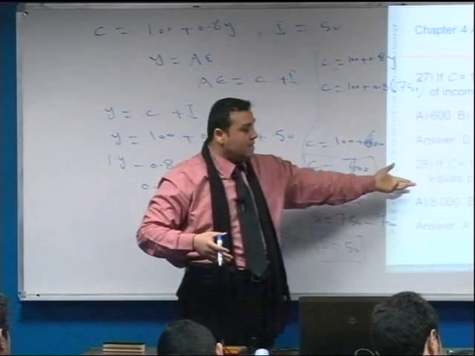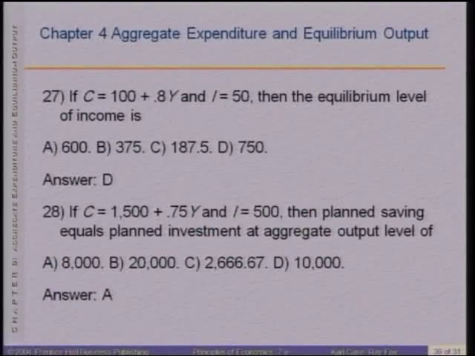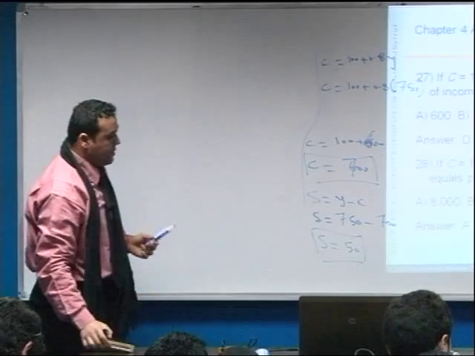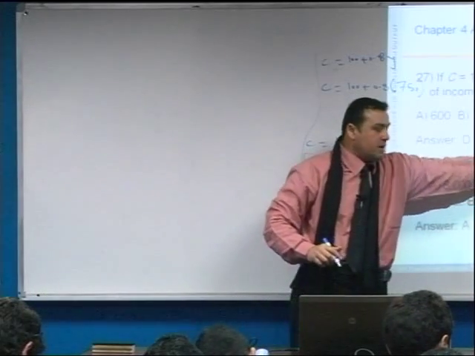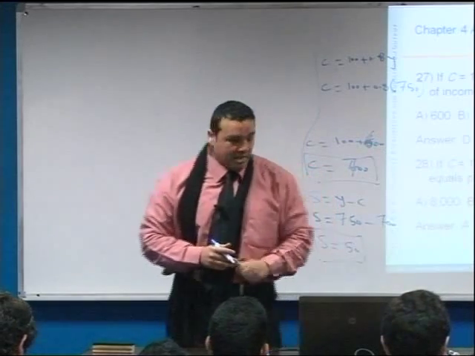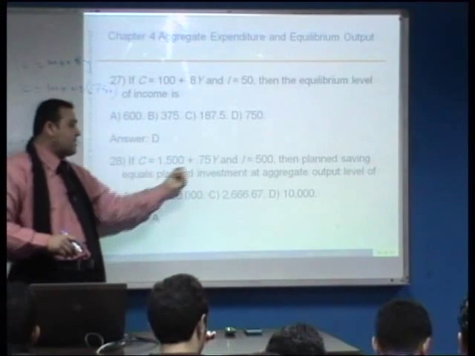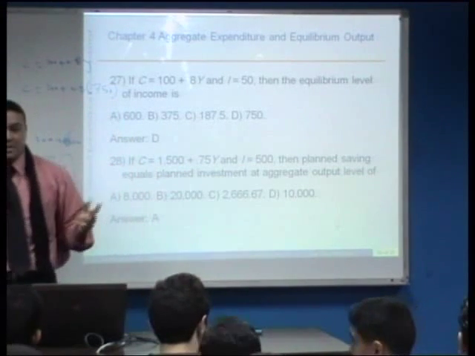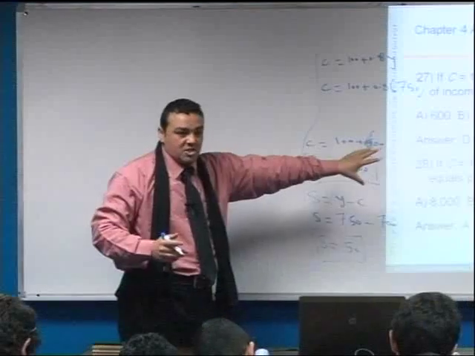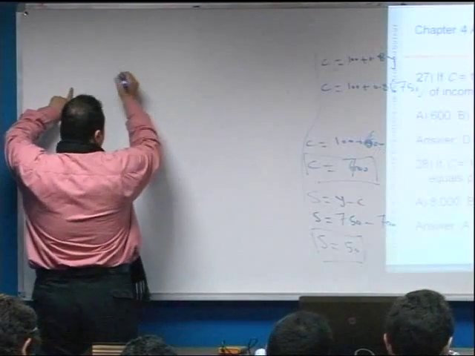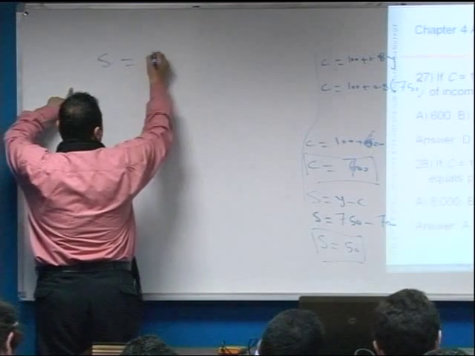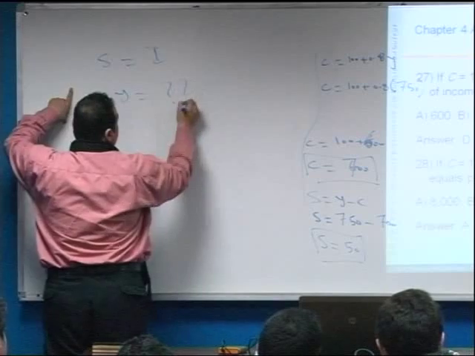Okay. The second example, or exercise. As you see, the consumption function equals 1,500 plus 0.75y and I equals $500 million. Then the question is, the planned saving equals the planned investment at an aggregate output level of how much? The planned saving equals the planned investment at y equals how much? This is the question.